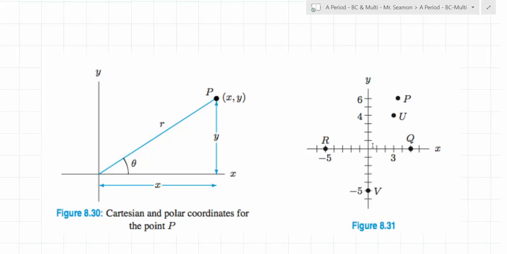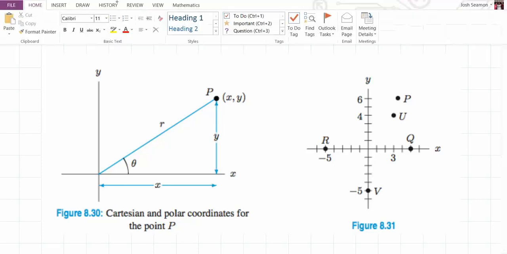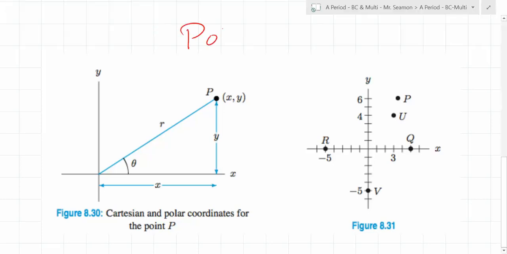System. And then what else did we learn so far? Parametric. Now we're going to learn about polar. Excellent, polar. Okay. So the idea here is that you still need two pieces of information.